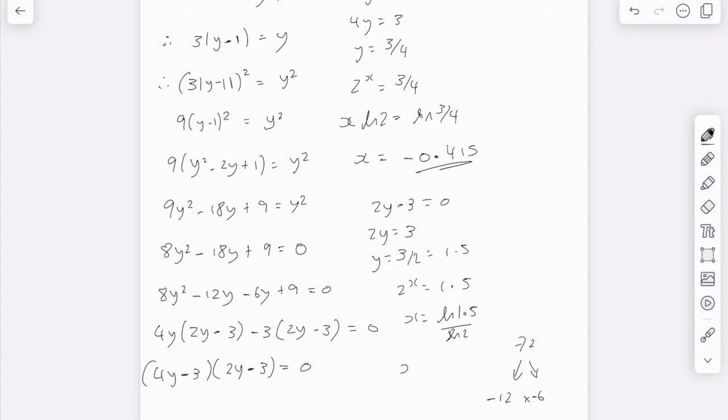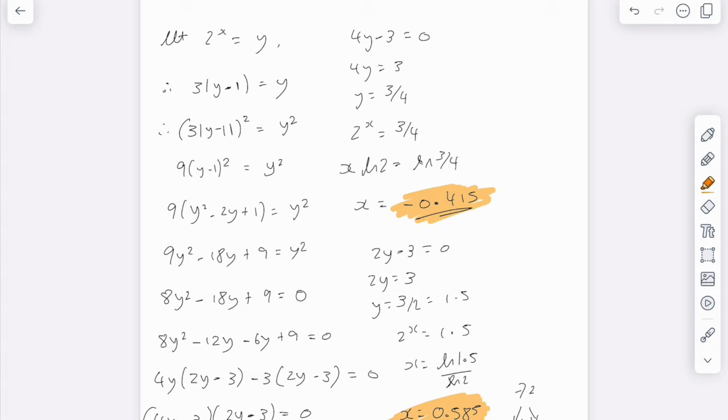Over ln 2, so x equals what? 0.585. Perfect. And these will be your final answers.